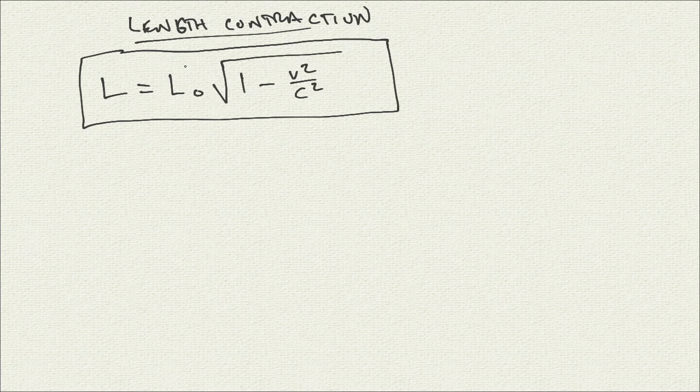Whereas in length, the relative length of something measured from a different reference frame is actually shorter. So the length contracts. That means L is less than L naught. So there's a contraction that happens.